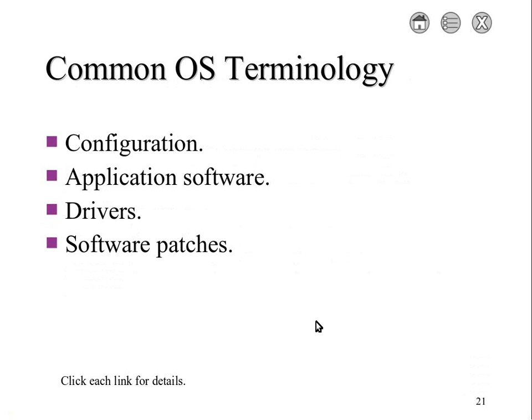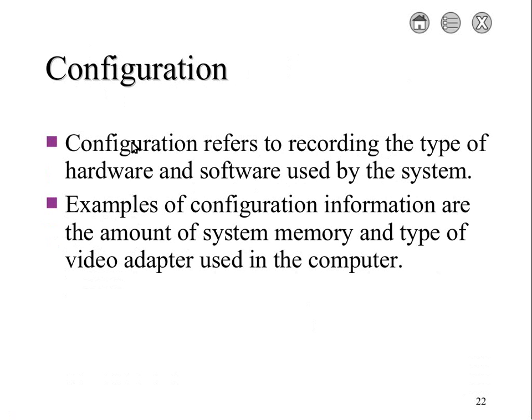Other things operating systems do for us. Operating systems are responsible for configuring the computer's hardware and applications that run on it. For example, the operating system needs to know about the different resources the computer has available to it, like the system memory, the kind of video adapter and its capabilities, things that you can set. So these configurations are like settings.